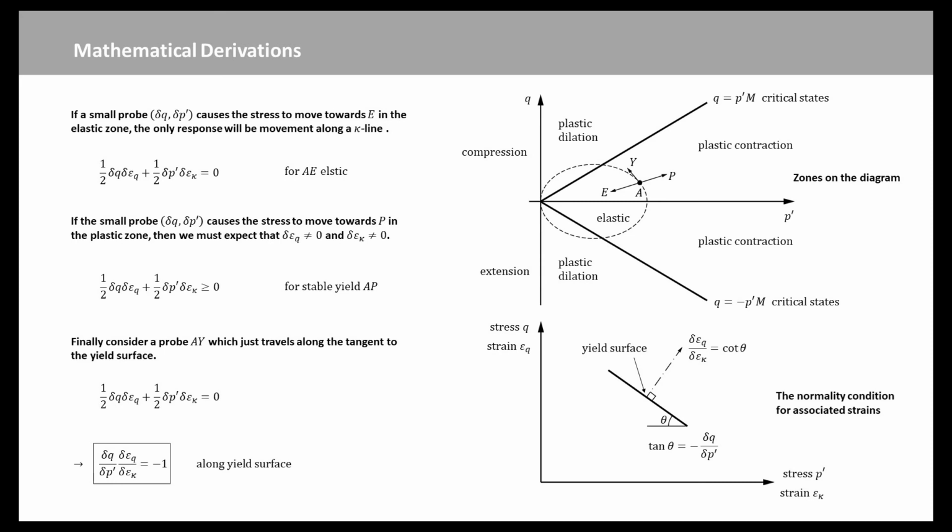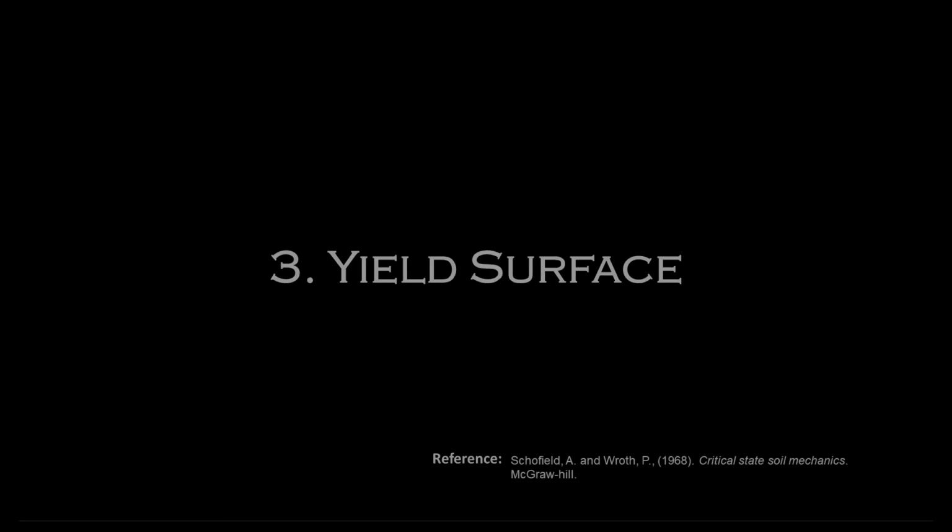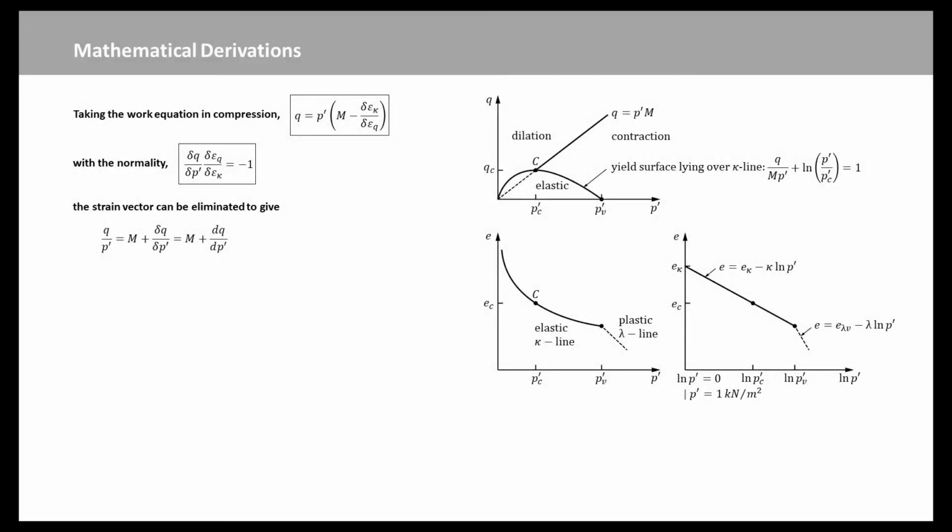Now we know the ChemClay plastic work equation and the normality equation. Next, we will introduce how they work. Checking the work equation in compression. With the normality equation, the strain vector can be determined to give this equation, to describe in calculus the yield surface in terms of its position and its gradient.